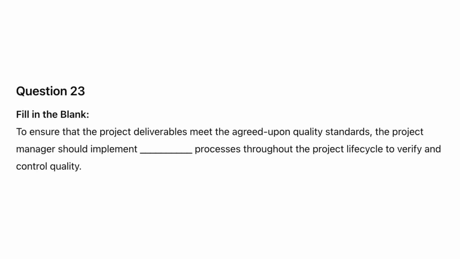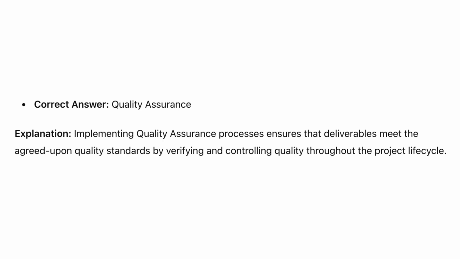Question 23. Fill in the blank. To ensure that the project deliverables meet the agreed upon quality standards, the project manager should implement blank processes throughout the project lifecycle to verify and control quality. Correct answer: quality assurance. Explanation. Implementing quality assurance processes ensures that deliverables meet the agreed upon quality standards by verifying and controlling quality throughout the project lifecycle.